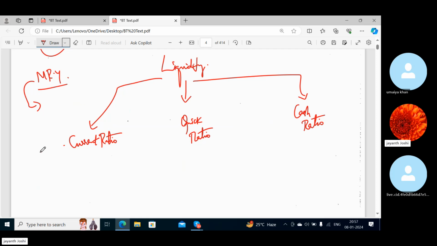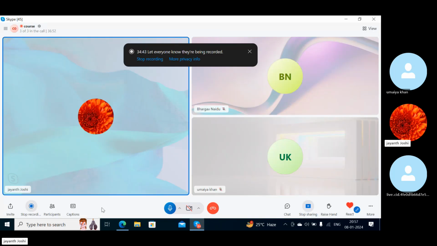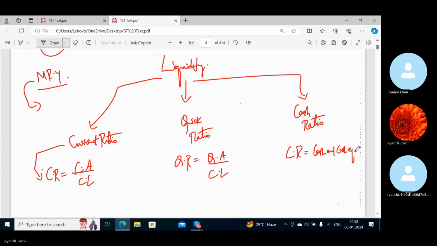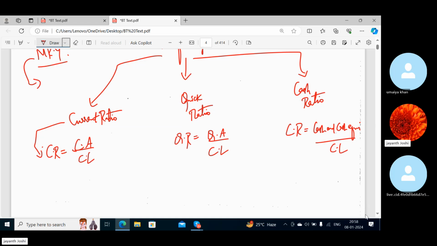So what is current ratio? Does anyone know the formula for current ratio? Any one of you who knows the formula of current ratio? Okay, I'll write it. So current ratio is nothing but the ratio of current assets upon current liabilities. Quick ratio is nothing but the ratio of quick assets upon current liabilities, and cash ratio is nothing but the ratio of cash and cash equivalents divided by current liabilities.